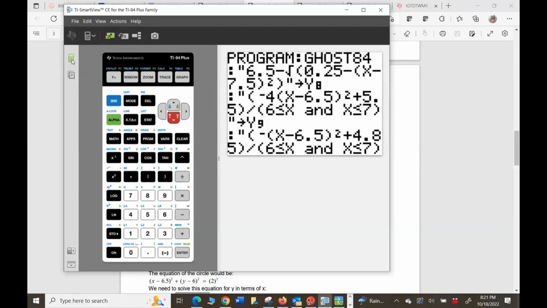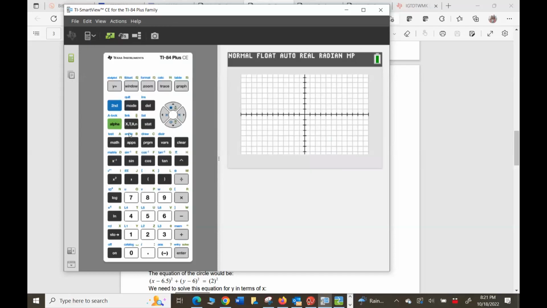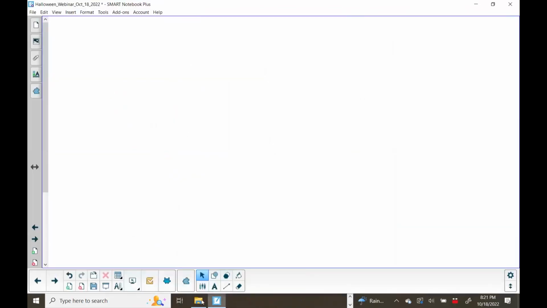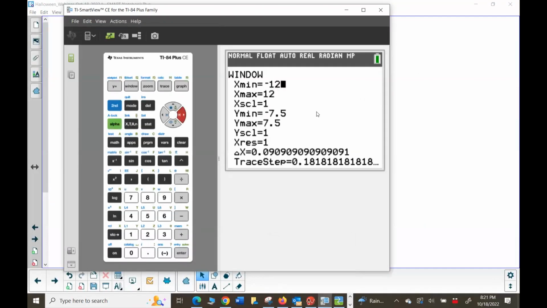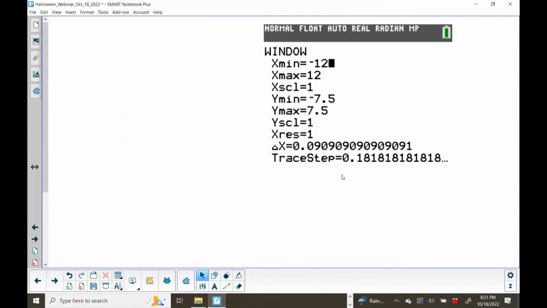So before I do that, let me go back to the 84 Plus CE because there was a question about the window, my favorite window. This is my favorite window that's square. And let me pull that off. There we go. There's my favorite window.